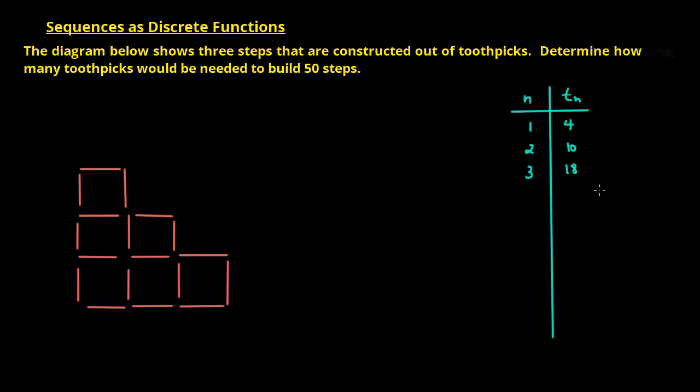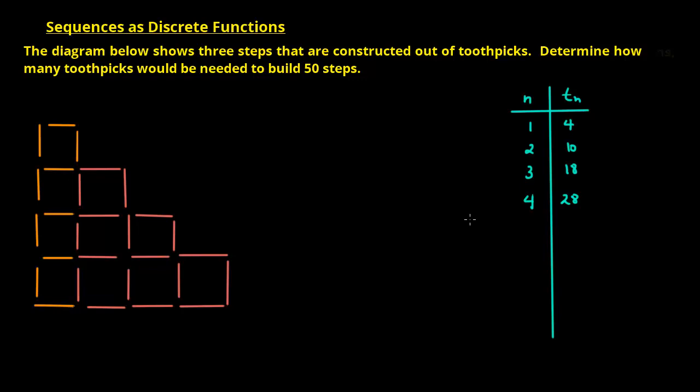And then let's just draw out the next step. So we would add 1, 2, 3, 4, 5, 6, 7, 8, 9, 10. So now I'm adding 10. So for 4 steps, I would need to add 10 more toothpicks. So I would have 28.